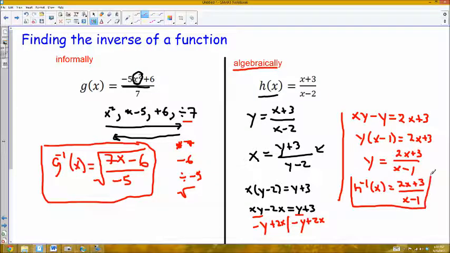So that's the algebraic process. Now if you wanted to, you can use this same process to solve for the inverse in g over here. It's just going to take slightly longer than doing it informally. If you get good with this informal process, it actually speeds up the process for solving the inverse quite a bit.